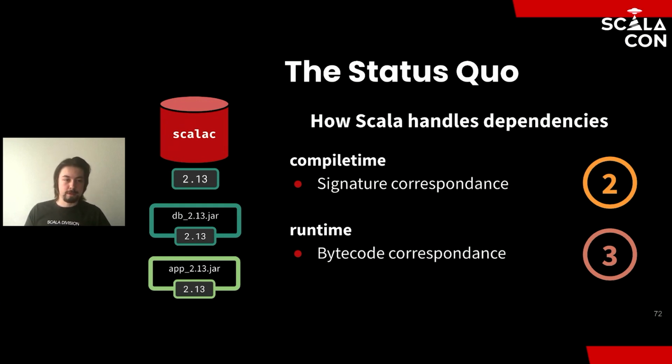So we actually need to have two correspondences between APIs. At compile time, we need to know that the signatures in the library match the APIs that they were written with from the source code. And we need to know that at runtime the bytecode corresponds, which means that the methods are available to be called as you expect them to be called.